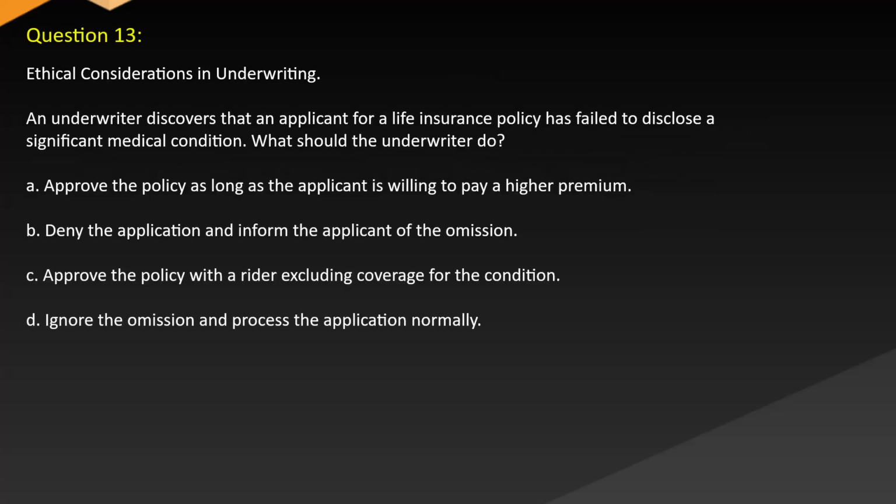Question 13. Ethical considerations in underwriting. An underwriter discovers that an applicant for a life insurance policy has failed to disclose a significant medical condition. What should the underwriter do? A. Approve the policy as long as the applicant is willing to pay a higher premium. B. Deny the application and inform the applicant of the omission. C. Approve the policy with a rider excluding coverage for the condition. D. Ignore the omission and process the application normally.